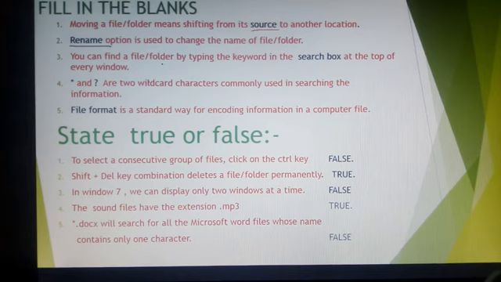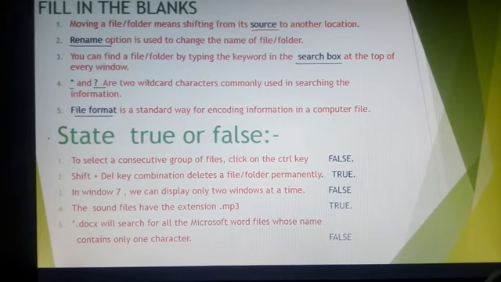You can find a file or folder by typing the keyword in the dash at the top of the window, that is the search box. And dash are the two wildcard characters commonly used in searching for information. Already we have discussed that the asterisk and question mark are the two wildcard characters. Dash is a standard way for encoding information in a computer file. Now file format is the answer.